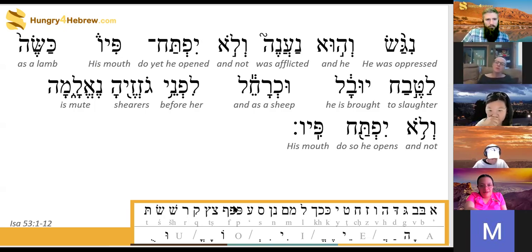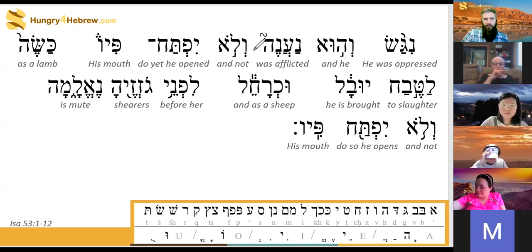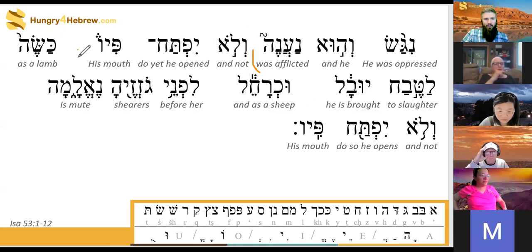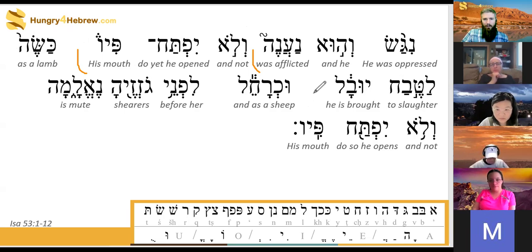Excellent reading. Nigash. V'hu na'aneh. There's going to be something of a pause right here, because we've got a ve followed by a new verb. Velo yiftach piv. That gives us another pause. Kaseh, as a lamb. Latevach yuval.